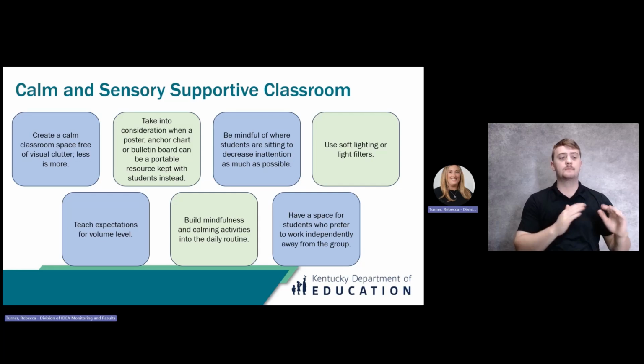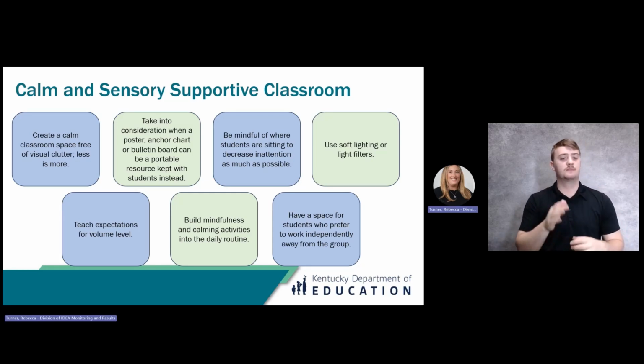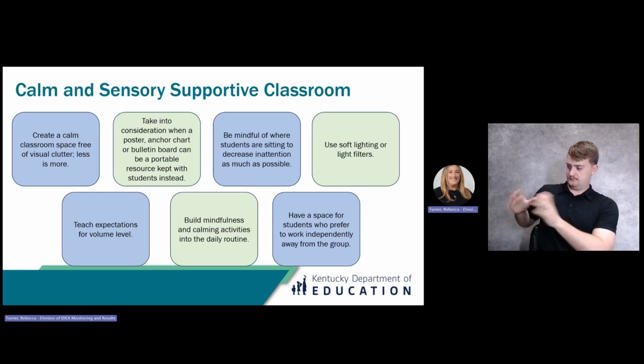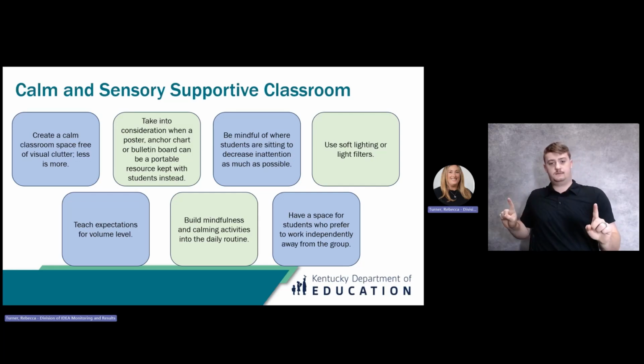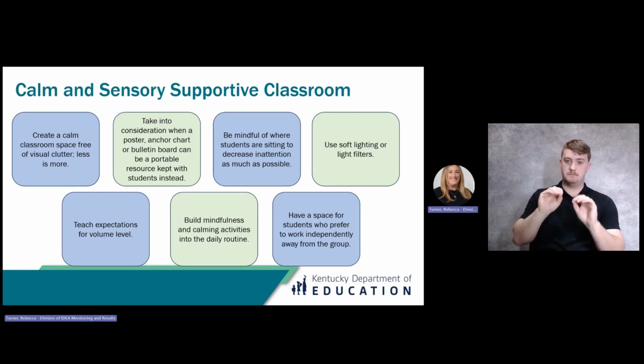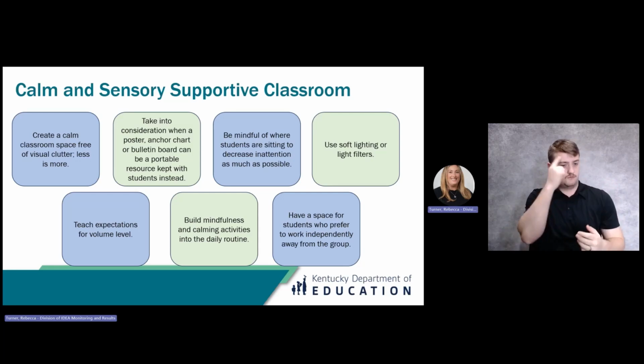Explicitly teach expectations for volume level and maintain a low noise level when possible. Build mindfulness and calming activities into the daily routine. Consider having a space in your classroom, such as a study corral, for students who prefer to work away from the group during independent work time. If your classroom is low on space, a portable trifold board or partition may provide the same sense of privacy that a student needs.